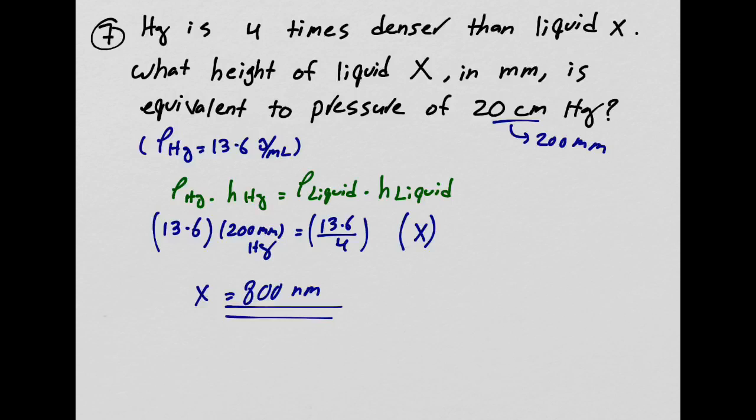The thing to look out for when you have this kind of problem with a barometer and then the density of the mercury and then the pressure, which you might have in your lab exam or lab quiz too.